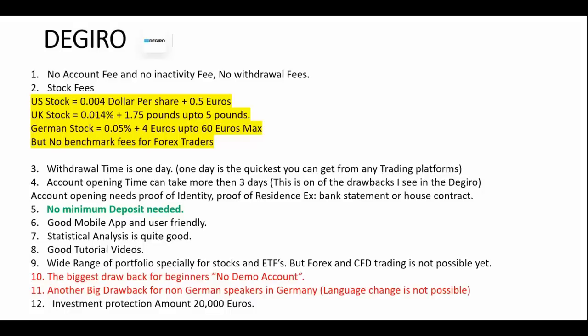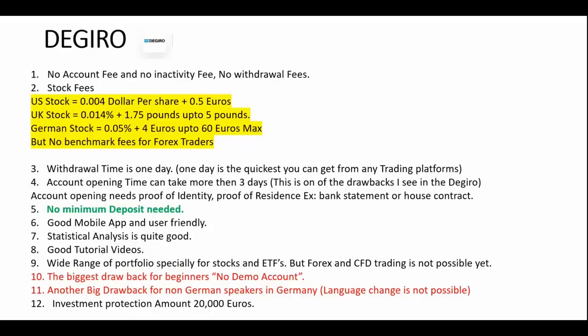Now point 3, withdrawal time is 1 day. Withdrawal time is quite quick, and this is the quickest you can find from any of the other trading platforms or brokers. Account opening time can take up to 3 days, and this is one of the drawbacks which I find in DEGIRO, that you will be waiting in a queue for opening your account.